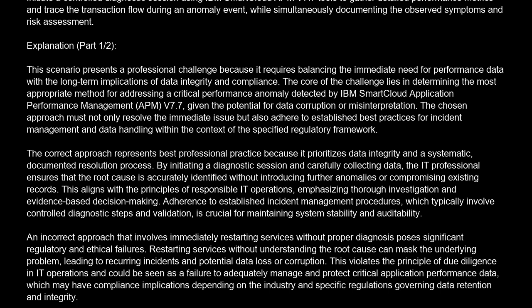Explanation. This scenario presents a professional challenge because it requires balancing the immediate need for performance data with the long-term implications of data integrity and compliance. The core of the challenge lies in determining the most appropriate method for addressing a critical performance anomaly detected by IBM SmartCloud Application Performance Management APM v7. Given the potential for data corruption or misinterpretation, the chosen approach must not only resolve the immediate issue, but also adhere to established best practices for incident management and data handling within the context of the specified regulatory framework.